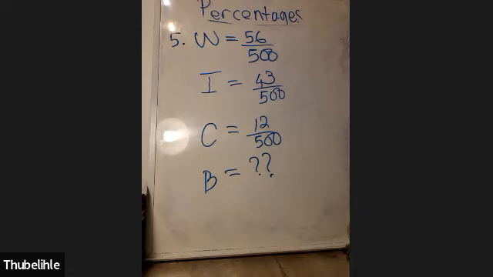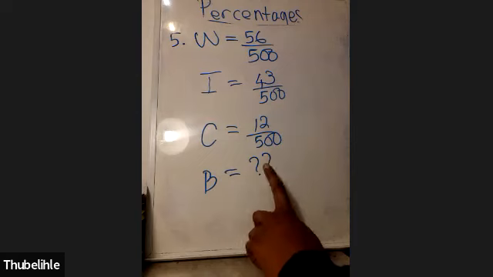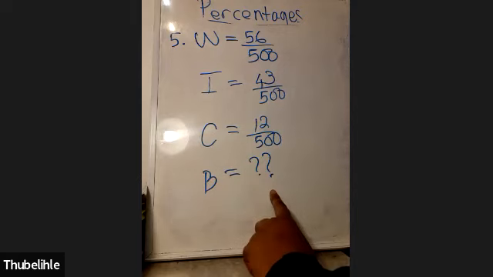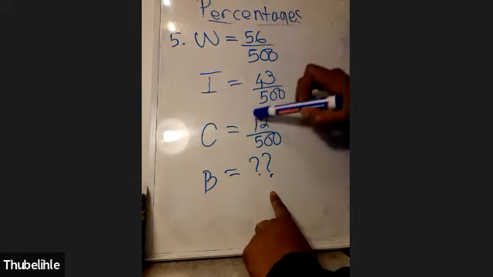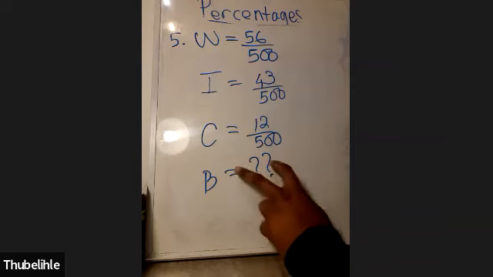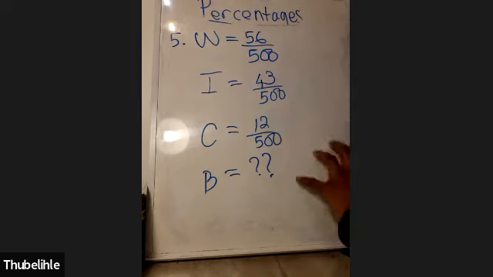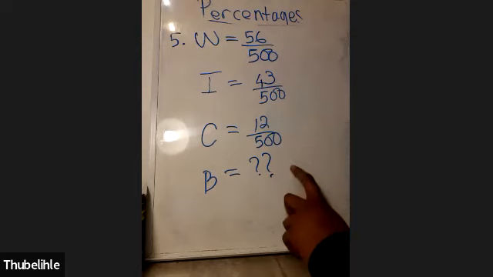Determine the percentage of each race group in the sample. Okay, so basically we're just changing these into percentages. 56 over 500 into a percentage, 43 over that. And then for this one specifically, remember I told you there's 2 ways of finding this out. You can either say 56 plus 43 plus 12, and then you subtract it from 500 to find out the remainder. Or you can say whatever percentages you're gonna get here, here, here, add them and subtract them from 100 to find out the remainder here.